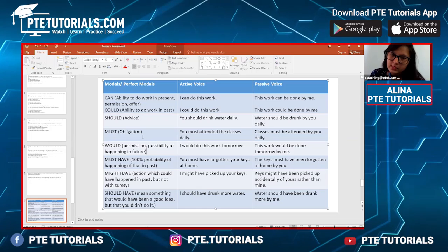So these are basically modals and perfect modals. What are perfect modals? Must have, might have, may have, should have, could have. These are the perfect modals. And modals are can, could, should, must, let. Let is used for permission. Let's is for having an activity together. So this way you can learn many of the modals and perfect modals.